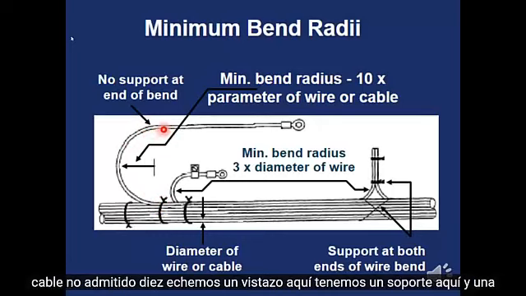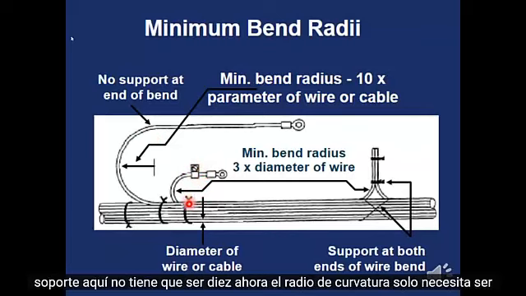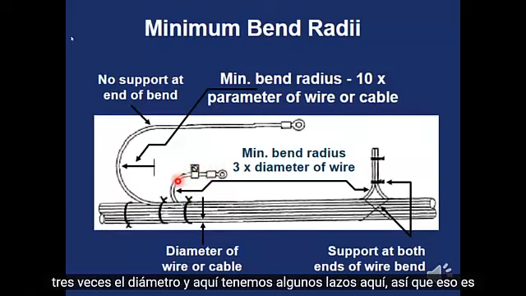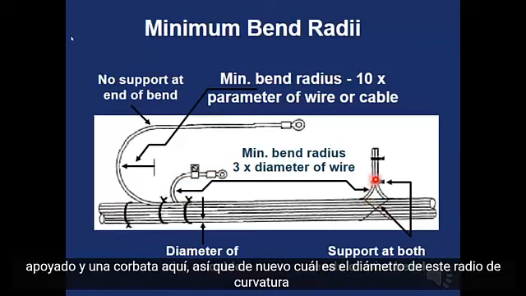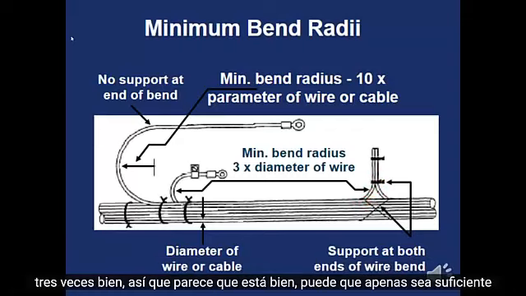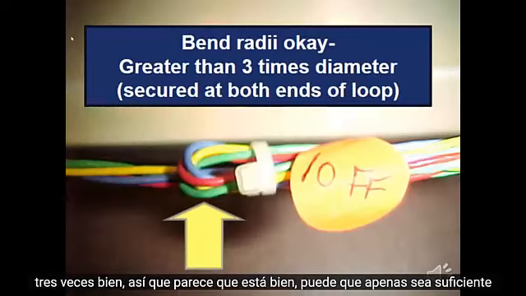Let's look down here. We have a support here and a support here. It doesn't need to be 10, now the bend radius only needs to be 3 times the diameter. And over here we have some ties here, so that's supported, and a tie here. So again, what's the diameter of this bend radius? 3 times. Okay, so this looks like it's okay. It might just barely be enough.